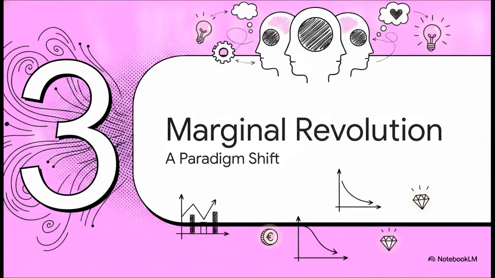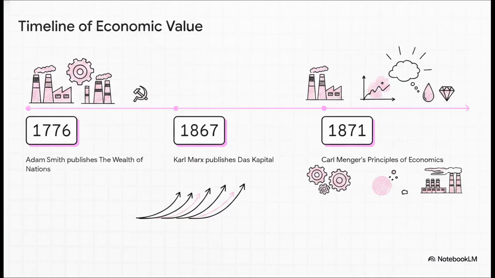Section 3. The Marginal Revolution. It is actually wild how long this puzzle sat unsolved. Almost a full century passed after Adam Smith published in 1776. Even Karl Marx in 1867 was still entirely hung up on the labor theory of value. It wasn't until the 1870s, when thinkers like Jevons, Walras, and Carl Menger came along, that we finally got a real breakthrough.